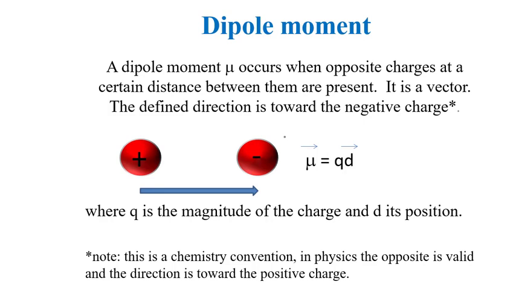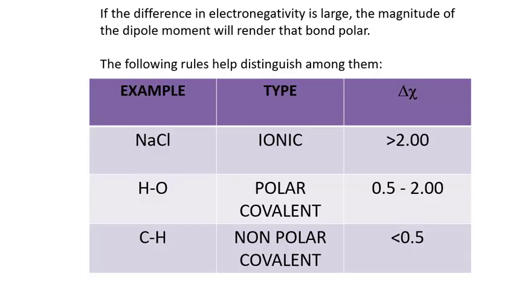Now, the difference between electronegativities can be represented by a dipole moment, which has different magnitudes. And you can see here that you have two opposite charges, placed at a certain distance, and the dipole moment is going to be the charge multiplied by the distance. And you have a direction that goes from the positive to the negative charge. Now, depending on how big the dipole moment is, so the difference in electronegativity, you can distinguish among different types of bonds. So this is the same type of bonds we've seen so far, but seen from a numerical point of view in terms of electronegativity difference.